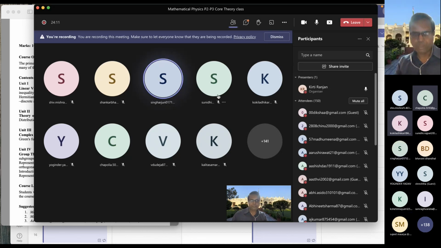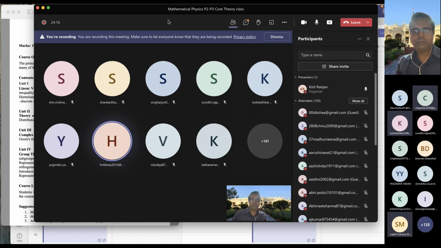Sir, in the internal assessment part, is there any weightage given to attendance also? Attendance could be in terms of submission of your assignments, and depending on how you are doing it. In case we do not see attendance in the class, we may have to do something like that. But at this point of time, we haven't decided on it. Okay, sir.